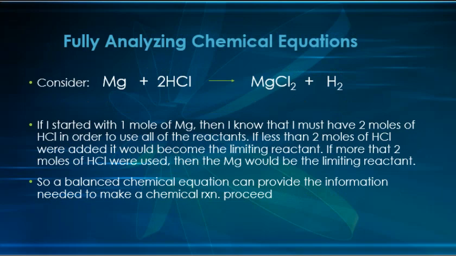If I started with 1 mole of magnesium, yay, then I know that I must have 2 moles of hydrochloric acid in order to get 1 mole of magnesium chloride, right? If I use less of HCl, then that would be my limiting reactant. If I use more of HCl, so I make sure I get every last little bit of magnesium out of my sample, then magnesium would become my limiting reactant. So a balanced chemical equation provides that information needed to make a chemical reaction proceed.